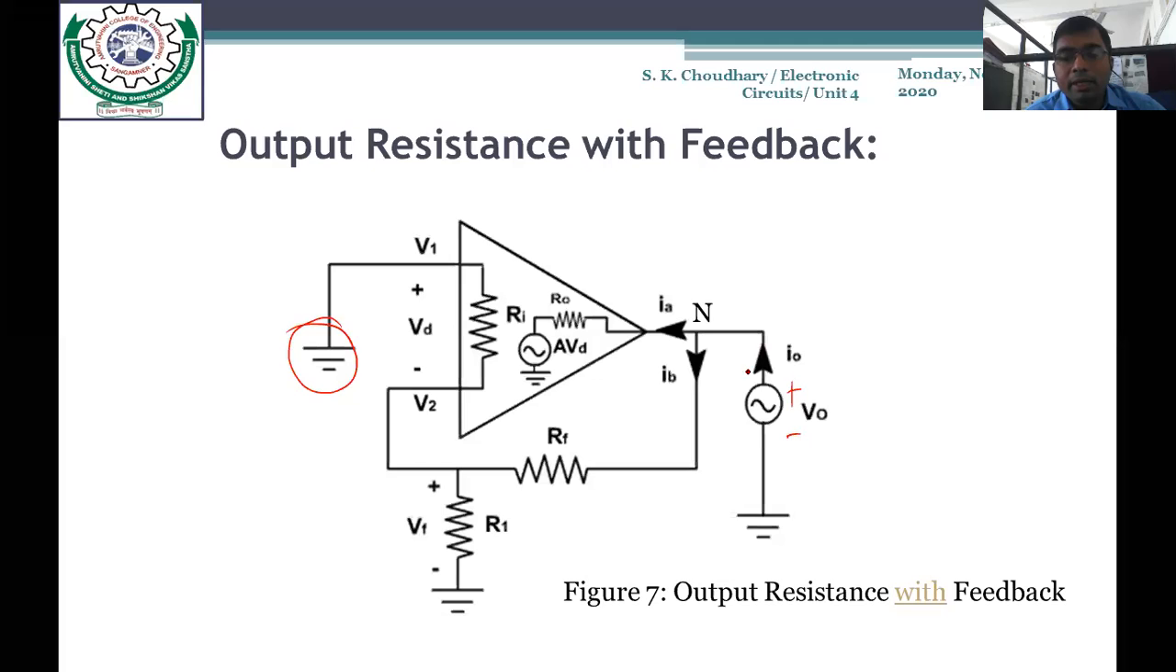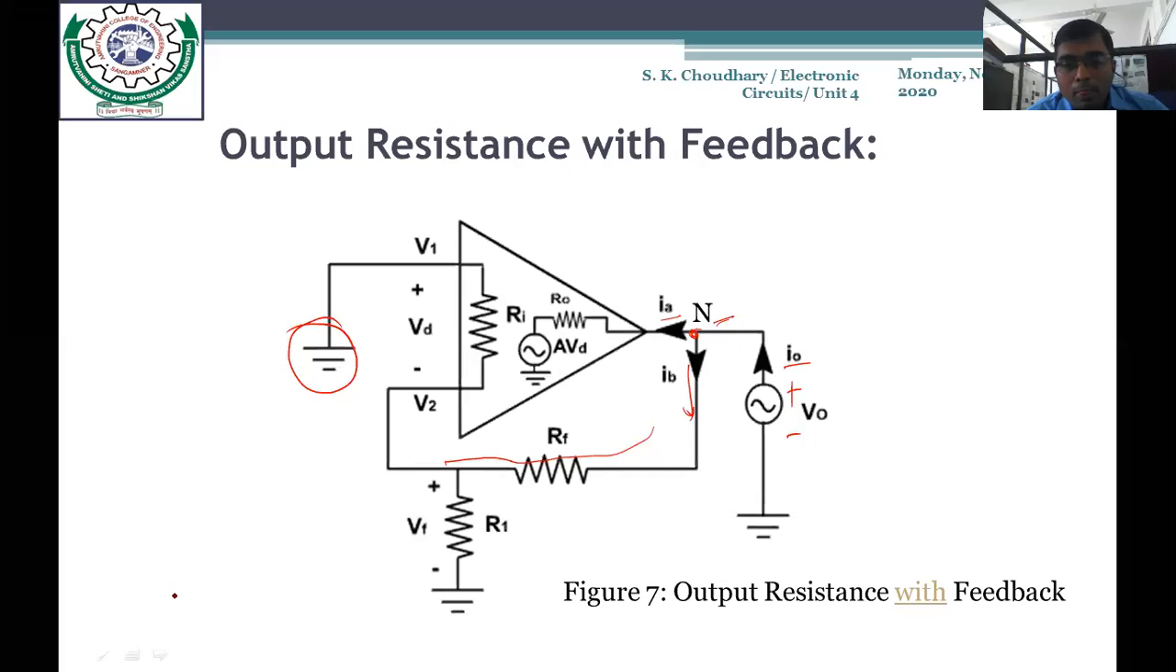From there one current is flowing, that is I0, and when this current reaches this node, the node named N, it is divided into two parts. One goes into the amplifier, that is IA, and another goes into the feedback network, that is IB. Okay, IB is flowing here. In this way, this is the modification we have done for the calculation of the output resistance.